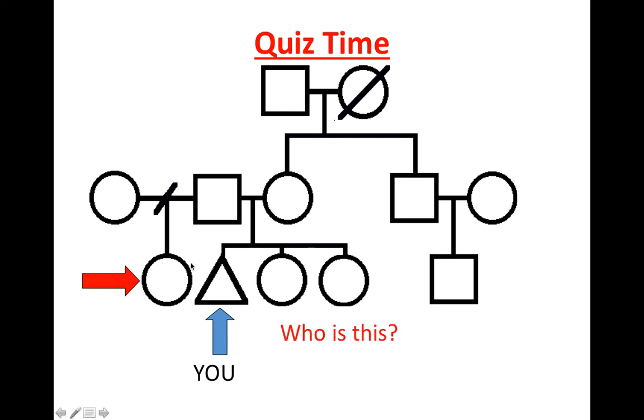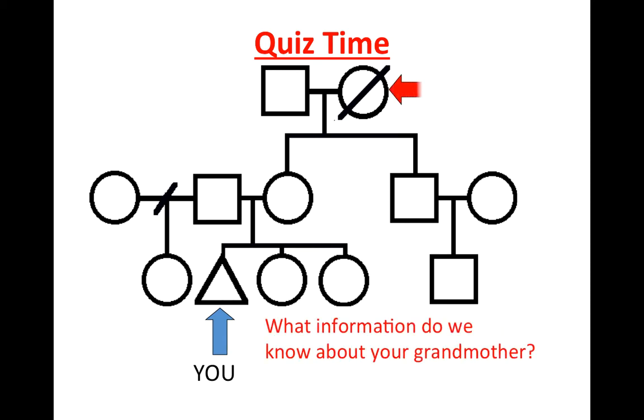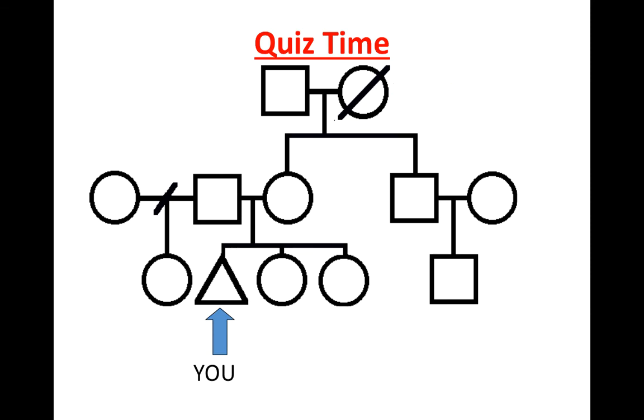Alright, who's this? Well, let's go back. Here's you. Here's your dad. Okay, your dad had a kid with somebody who's not married to him anymore. He had a daughter with somebody who's not married to him anymore. So it must be your half-sister. Alright, what do we know about your grandmother up here? Well, we know she's not living anymore.